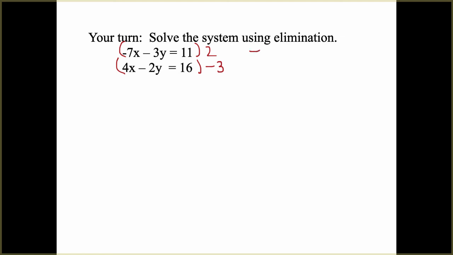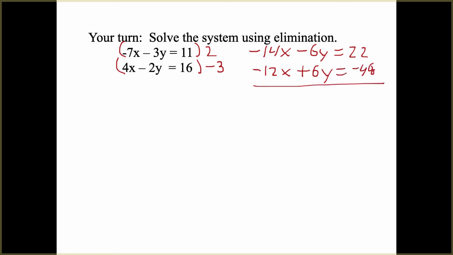2 times negative 7 is negative 14x. 2 times negative 3y is negative 6y. 2 times 11, 22. Negative 3 times 4x is negative 12x. Negative 3 times negative 2y is a positive 6y. Negative 3 times 16 is negative 48.